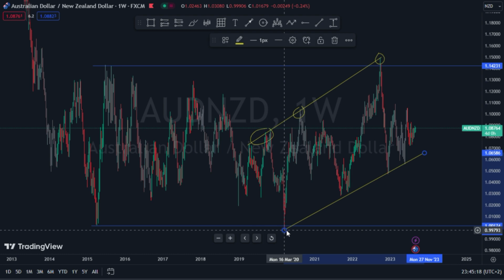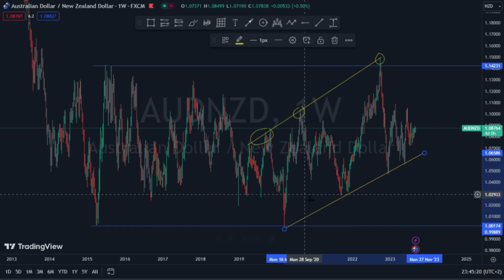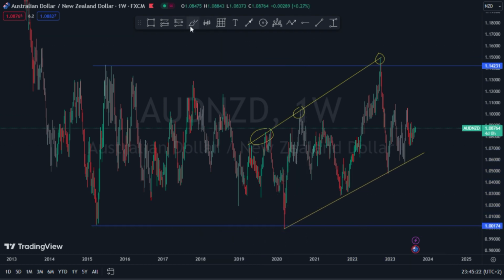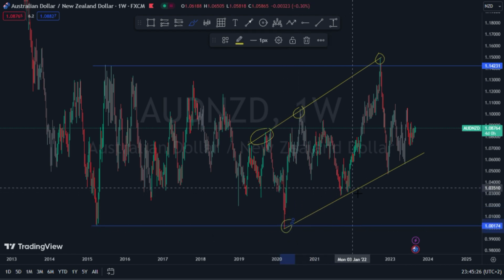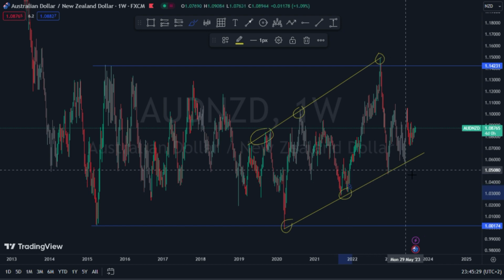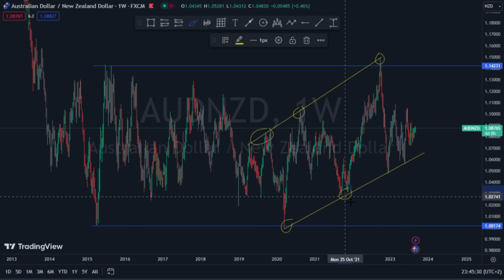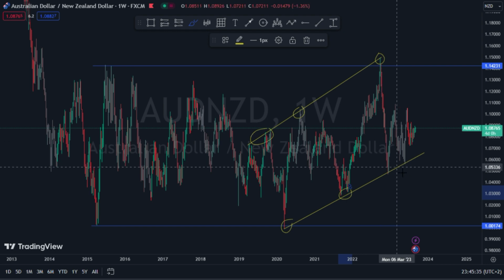Let me just quickly fix that. Okay, we have our first touch right there, and then our second touch is right there, and then it didn't really touch there, but I will count it as our second touch, right? And then we have our third touch right there, right?